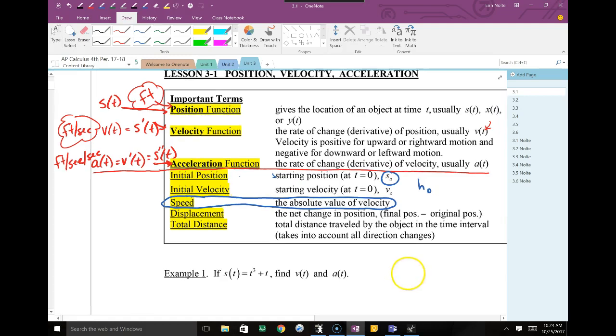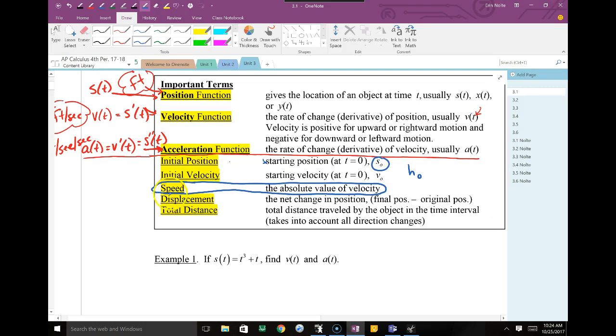Displacement is found by finding your final position and then subtracting the original position. So where did you stop minus where did you start? And then your total distance is the total distance you traveled. The total distance you traveled can be slightly different than displacement.